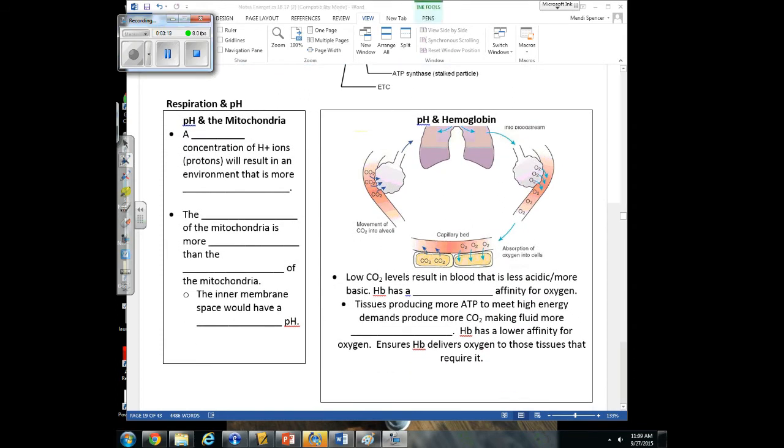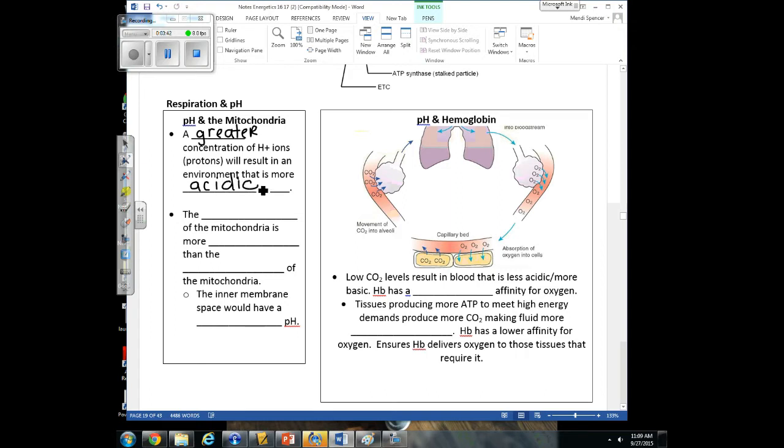In the biochemistry unit, we talked about acids and bases, and we said that the acidity of a solution is measured by the hydrogen ion concentration. And if you remember, a greater concentration of hydrogen ions, which are protons, will result in an environment that is more acidic.